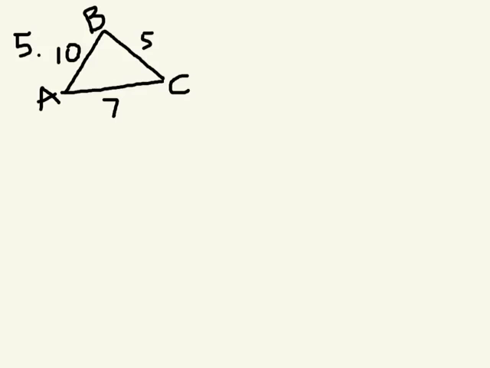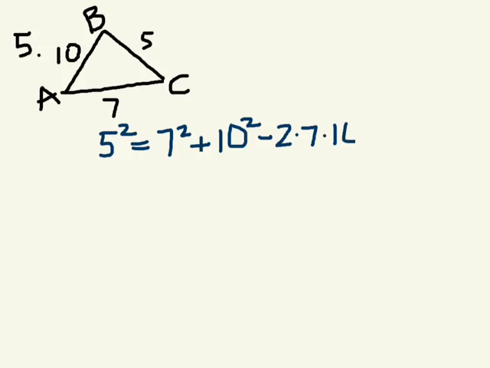The law of cosines equation, we're going to do 5 squared, so that's our a squared, little a, equals b squared plus c squared minus 2 times b times c cosine of A. And we're solving for A.